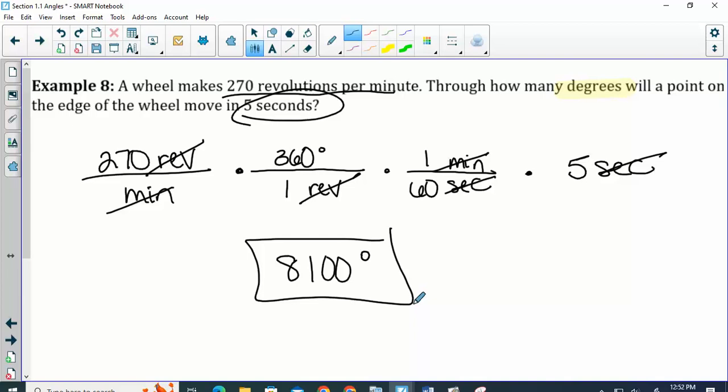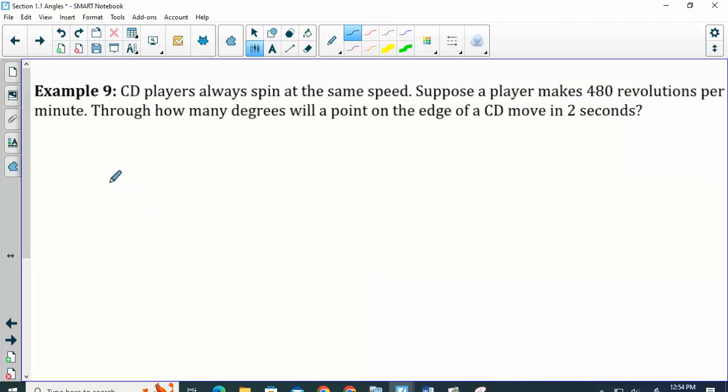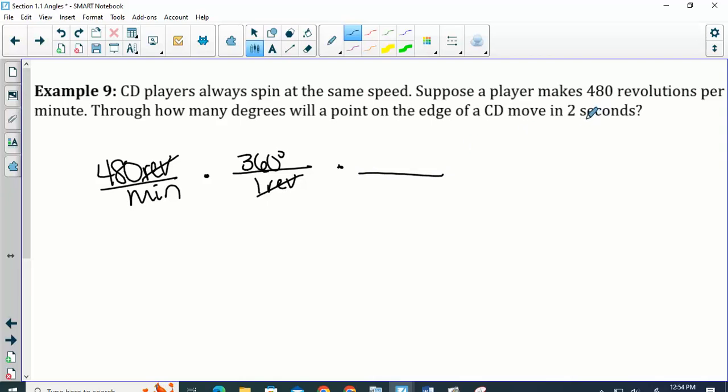Why don't you guys try the next one? So 480 revolutions per minute. We need degrees, so we have to cancel the revolutions. So 1 revolution is 360 degrees. Because I said seconds, we have to change my minutes. What if I said 2 minutes? 120 seconds. We wouldn't even have to. If this had been minutes, we could have just said times 2 minutes.